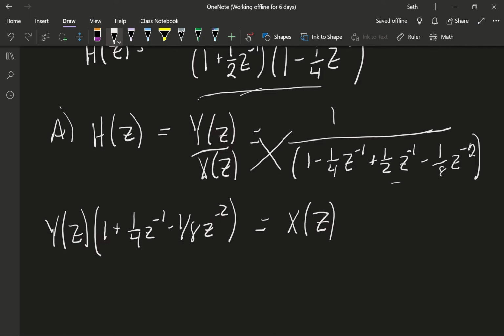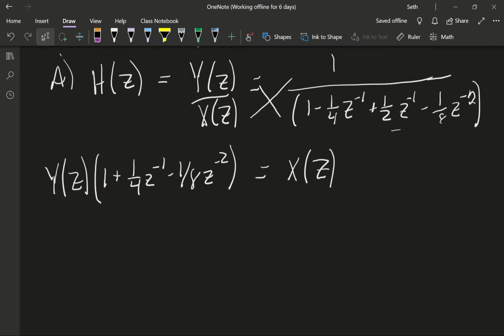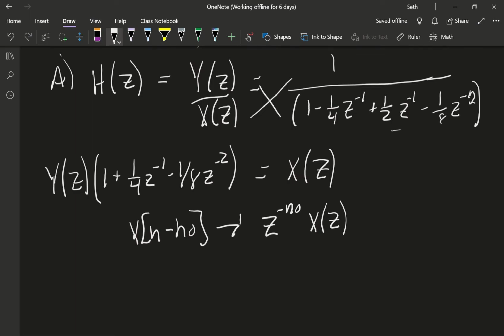So now let's take the inverse z transform. So we have a time shifting property going on here. We know that x of n minus n naught maps to z^-n0 X(z). So multiply this Y through here, and we see that we have time shifts on 2 of the factors.